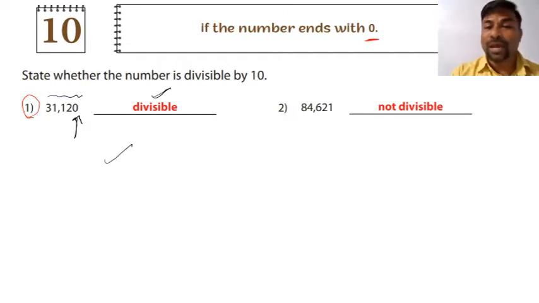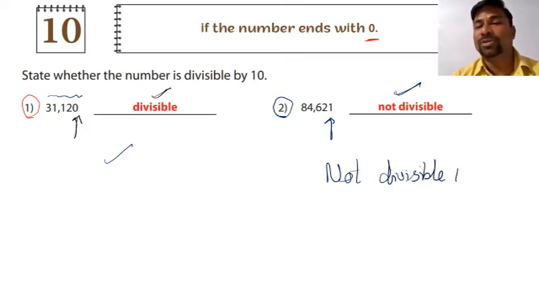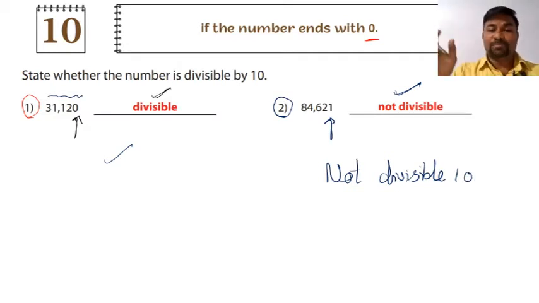That's the first one. Now let's come to the second sum. Check the last digit. What is the last digit we have? It's 1. But our condition says that the last digit should be 0 to be divisible by 10, and we don't have that. So we can say it is not divisible by 10. Hope you are able to understand. Simple: if the last digit is 0, it's divisible; if the last digit is not 0, it's not divisible by 10.